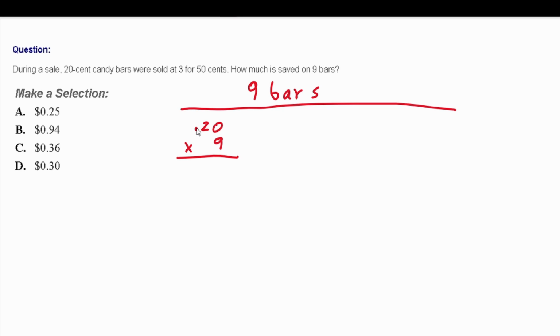So instead of being 0.20 times 9, I'm going to shift this decimal place 2 times to the right to make this 20 times 9 with no decimals, as you can see. And once I get done working this out, I'll shift those 2 decimals back into the left. So 0 times 9 is 0, 2 times 9 is 18. Shift our 2 decimals back in, 1, 2. So as we can see, if we paid 20 cents per candy bar, we would pay $1.80 in total for those 9 candy bars.